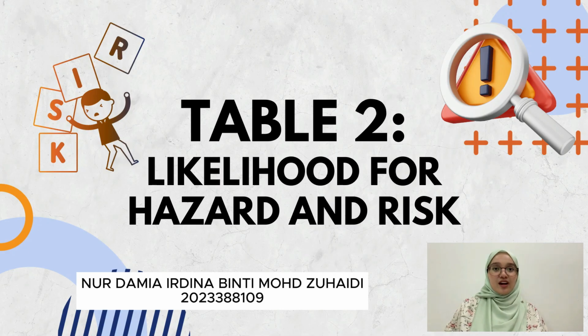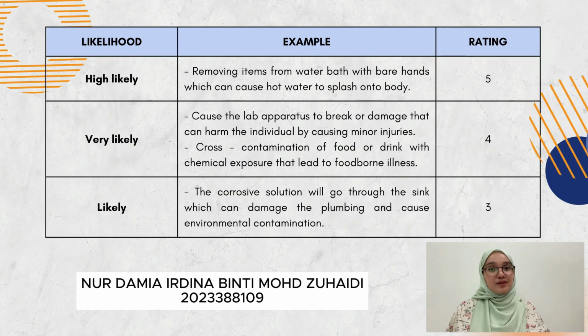The likelihood for a hazard or risk to occur in an activity can be divided into 5, which are highly likely, very likely, likely, less likely, and unlikely. An example of an activity with the likelihood of highly likely is removing items from the water bath with bare hands, which can cause hot water to splash onto the body. This means that the activity is very highly likely to harm people. That is why it has a rating of 5.